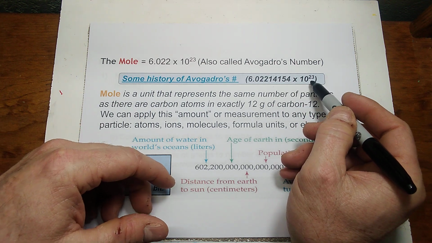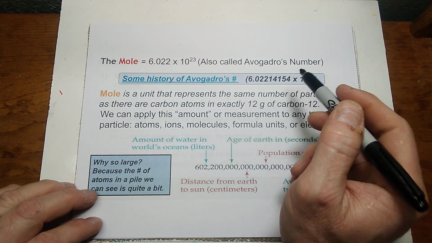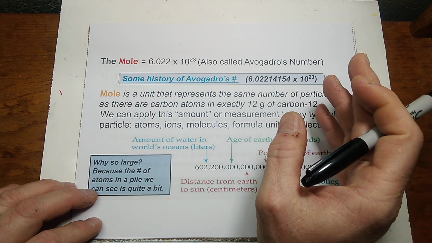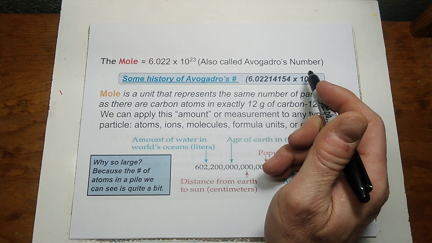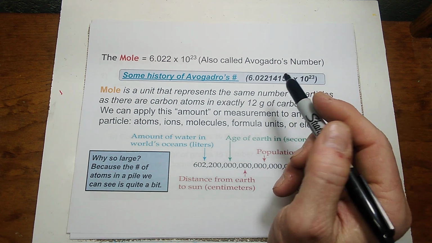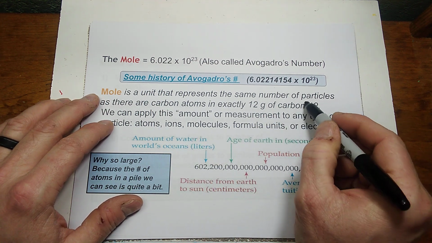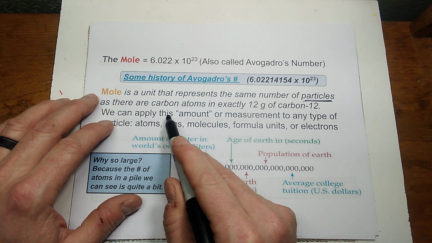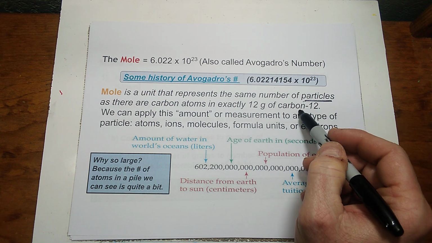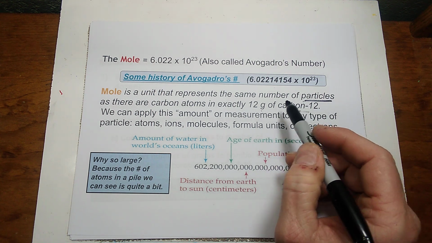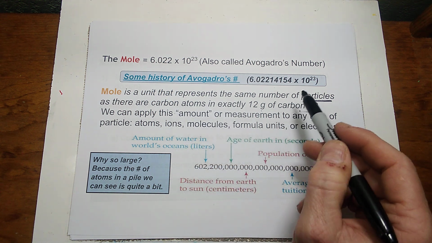It's got more precision we could add to it, but 6.02214154 is getting closer to the exact number of carbon atoms in one mole of carbon-12. So here's the definition again. A mole is a unit that represents the same number of particles that are in 12 grams of carbon-12. 12 grams of carbon-12 has 6.02 times 10 to the 23rd carbon atoms in it.